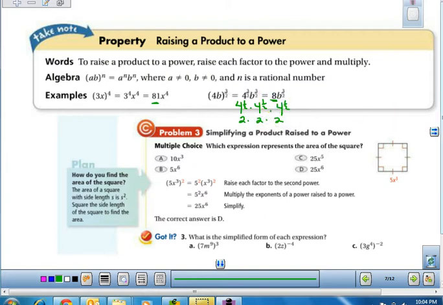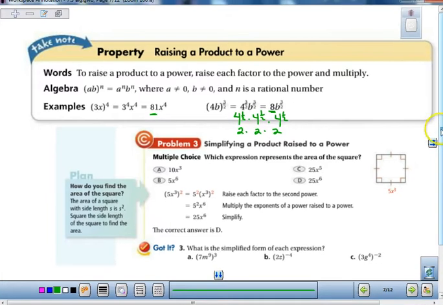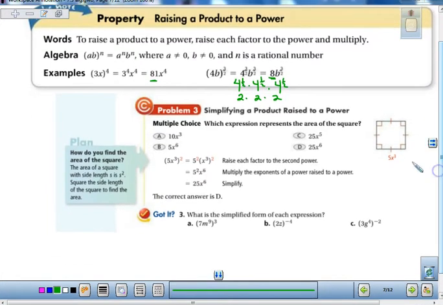If we look at problem 3, it says if we simplify by raising to a power, and here it says which expression gives us the area. Well, if we have 5x to the 3rd, that means we are going to take 5x to the 3rd, and if we are finding the area, we want to square it. So as I talk about that, we have to square the 5, and then square the x to the 3rd, 3 times 2, which gives us x to the 6th. And we should have 25x to the 6th.